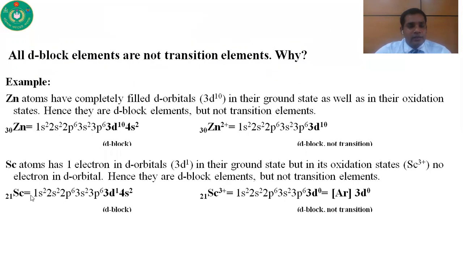Another example for your better understanding is scandium. Its atomic number is 21. Its electronic configuration is 1s2, 2s2, 2p6, 3s2, 3p6, 3d1 and 4s2. As its last electron enters into the penultimate shell, that means 3d1, it is a d block element. And its stable ion is scandium 3+. In case of scandium 3+, there is no electron in the d orbitals. As there is no electron in the d orbital, this is d block, not transition. So we can say that d block elements become transition when they have partially filled d orbitals, not completely filled or zero electrons in the d orbitals.